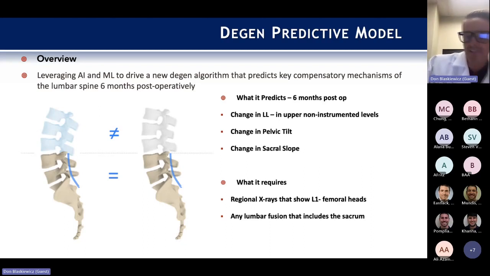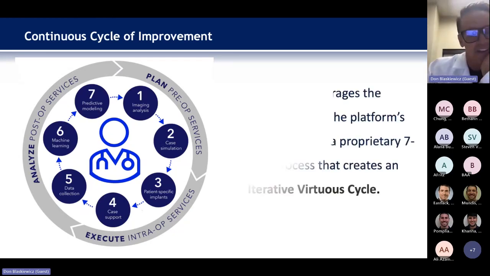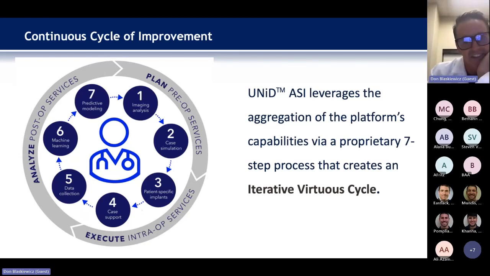And so we'll look at changes in the lumbar lordosis and the non-instrumented levels, changing pelvic tilt and change in sacral slope. And it requires x-rays that show L1 to the femoral heads in any lumbar fusion that includes a sacrum. And so this is how it works. And this is the kind of cool part about it, it's an iterative cycle. And so this cycle gets actually more powerful the more you use it, and the more people use it, the more cases that get put into this.